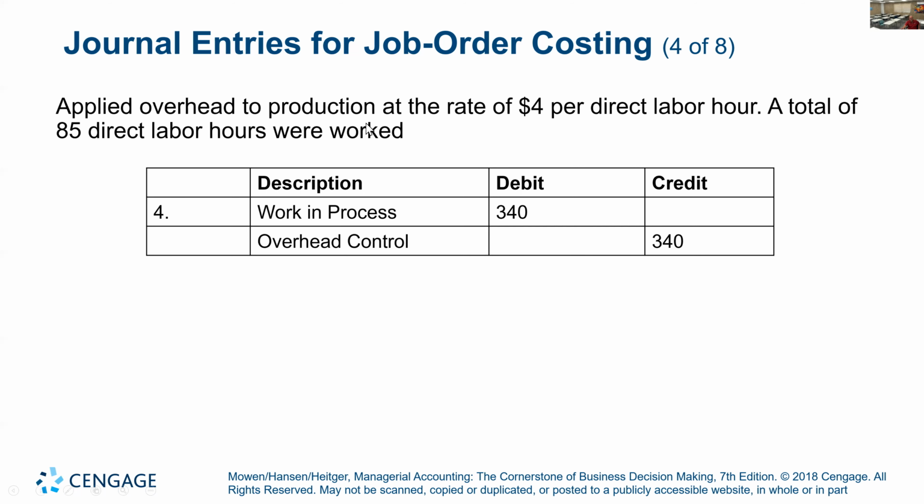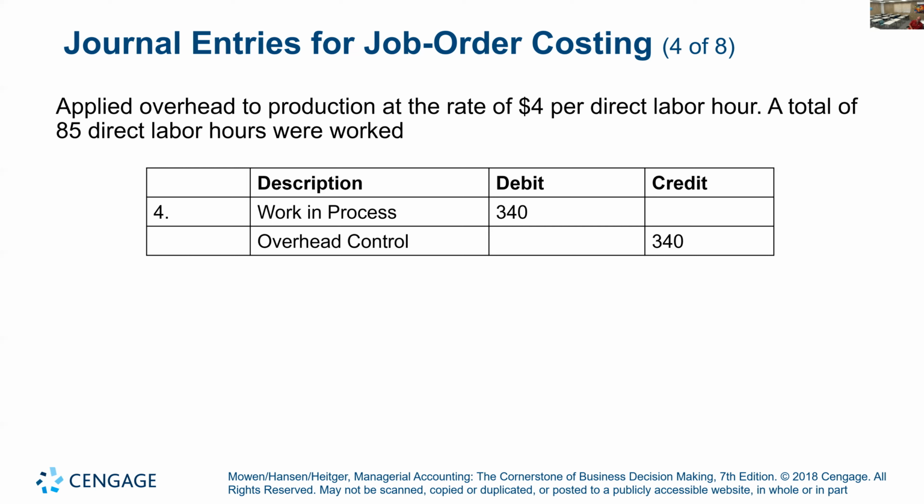Okay, applied overhead to production at the rate of $4 per direct labor hour, and a total of 85 labor hours were worked. So now we are applying our overhead. When we apply the overhead, again, it is a debit to our work in process, that WIP account. All of these, the direct materials, the direct labor, and the applied overhead, go into work in process.